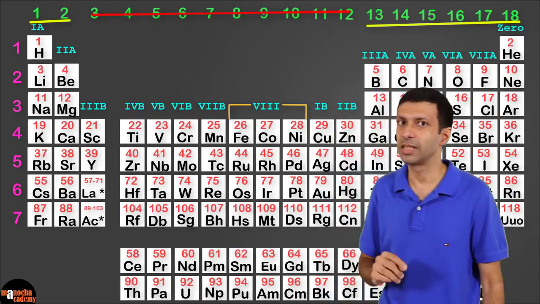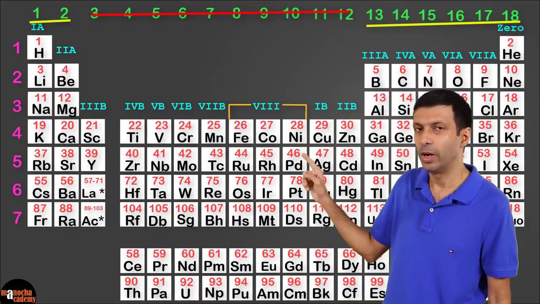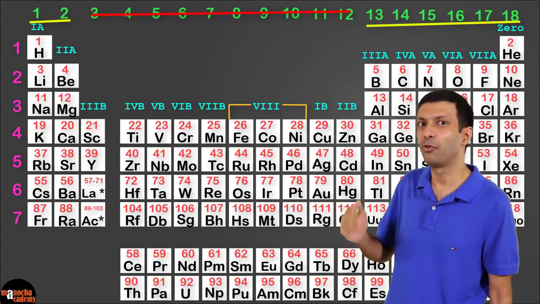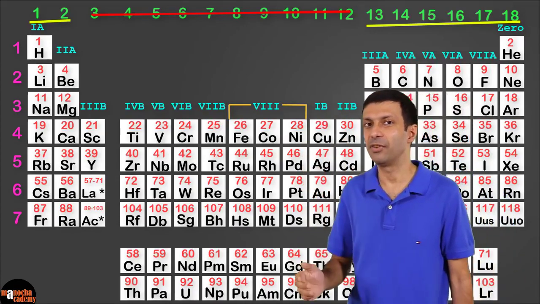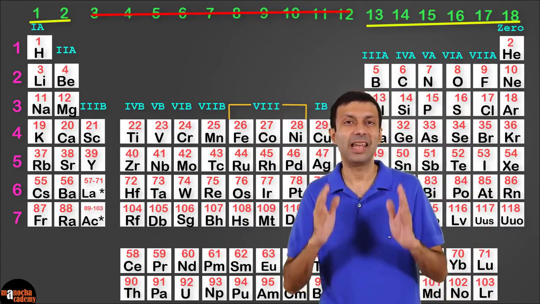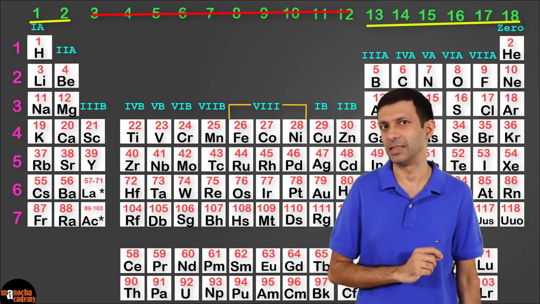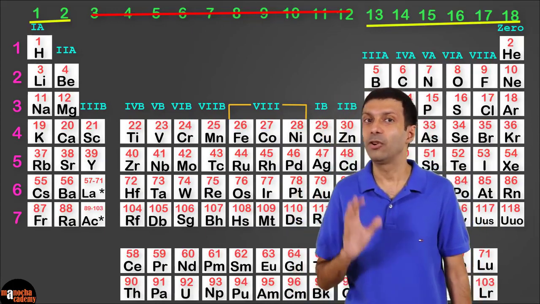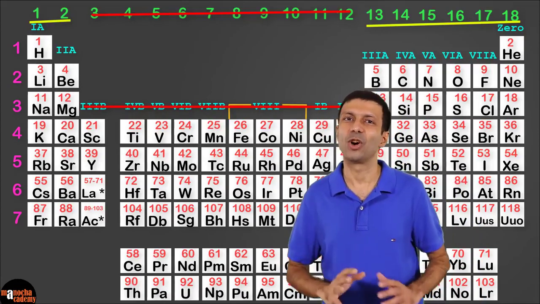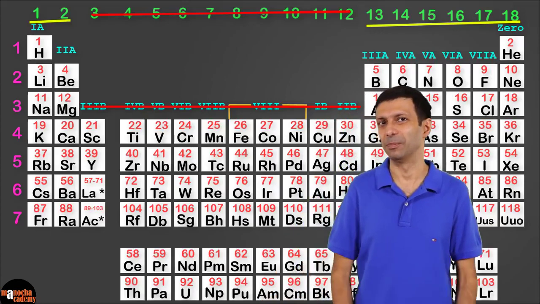Now if you look at the old scheme, what you have in your syllabus is 1A, 2A, and then 3A, 4A, 5A, 6A, 7A and group 0. So basically only the A groups are in your syllabus and group 0, which is the noble gases. The B groups and group 8 are not in your syllabus. So I hope that helps you remember the old scheme.